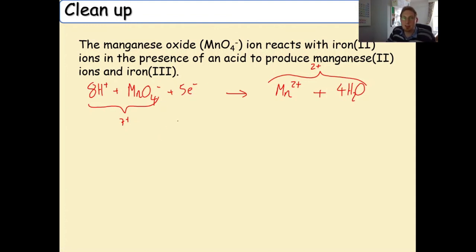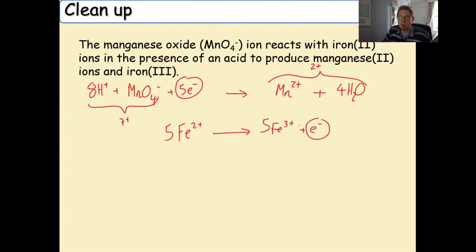The other equation is much easier. It's Fe2+ becoming Fe3+. We need to balance that, so that must involve an electron there. We've got to make these balance. We've got 5 electrons here. We've only got 1 here. So 5 of those, 5 electrons. Now they balance. Now we can add them together.